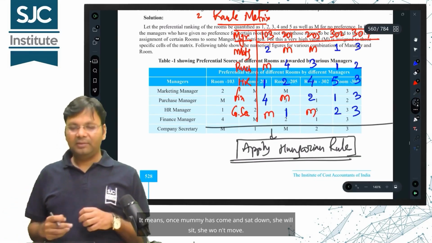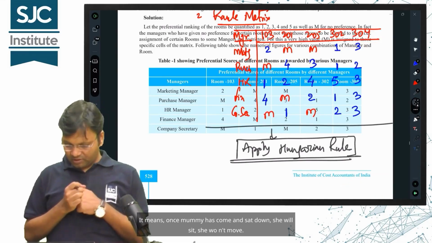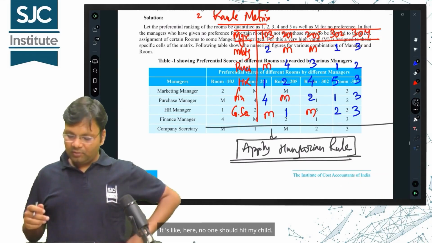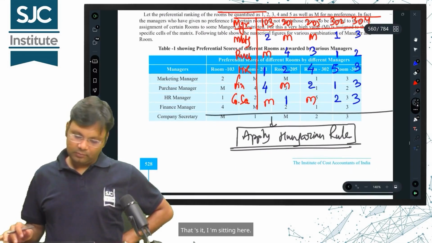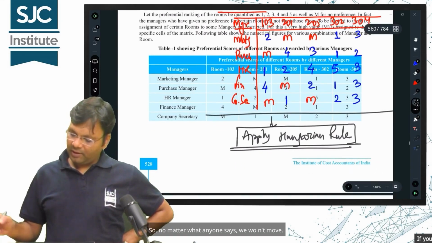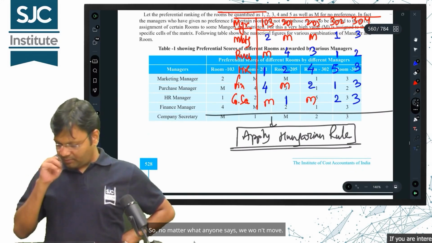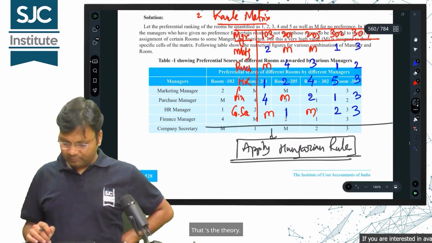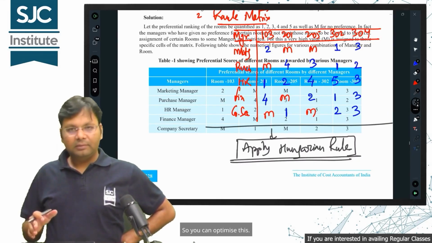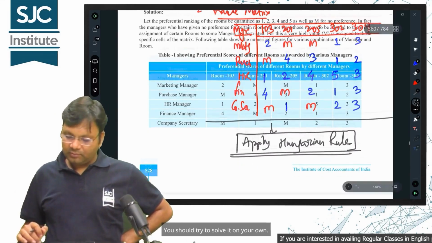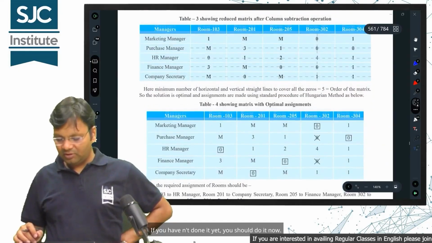It means once mummy has come and sat down, she won't move. It's like, here, no one should hit my child. That's it, I'm sitting here. So, no matter what anyone says, we won't move. That's the theory. So you can optimize this. You should try to solve it on your own. If you haven't done it yet, you should do it now.